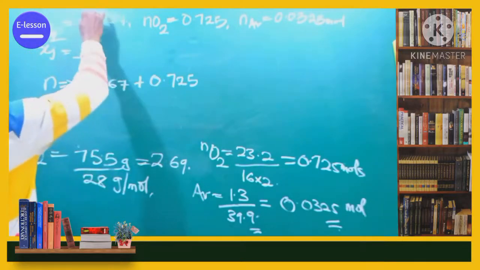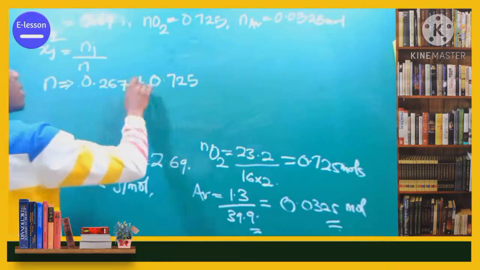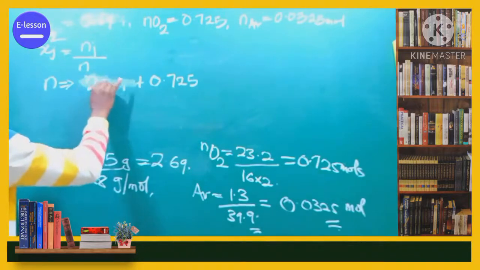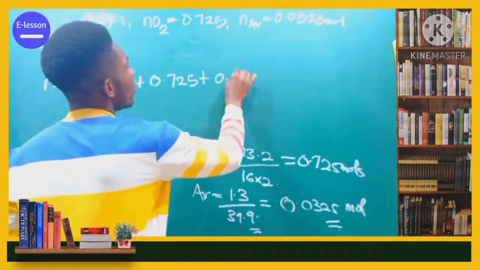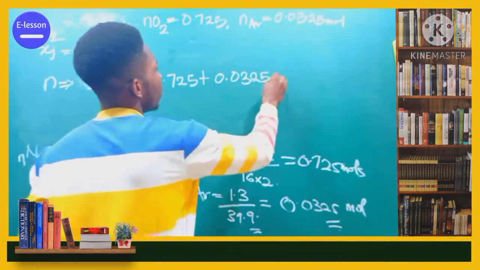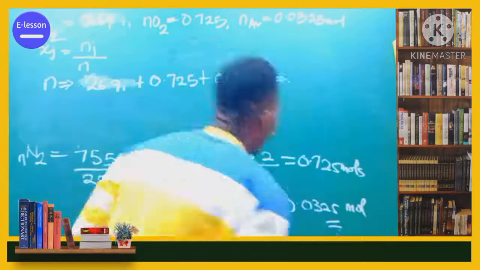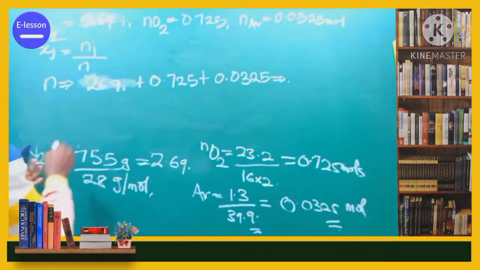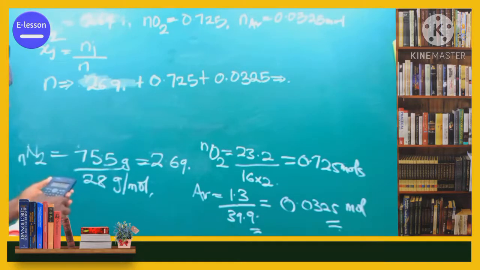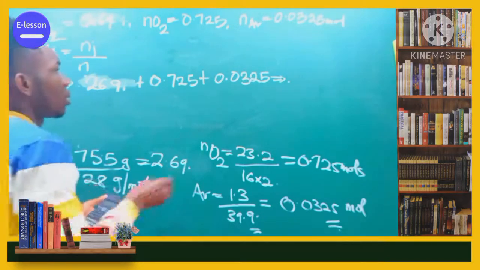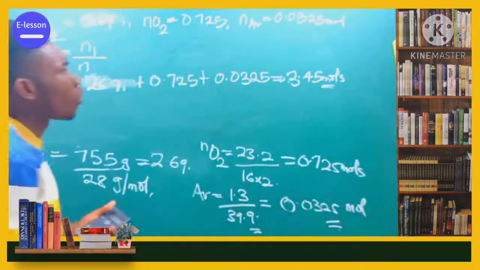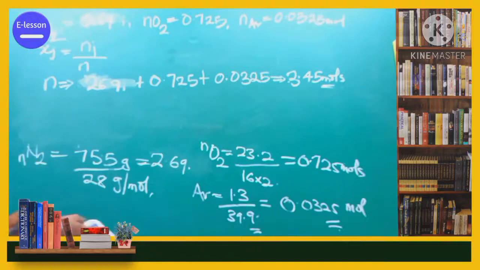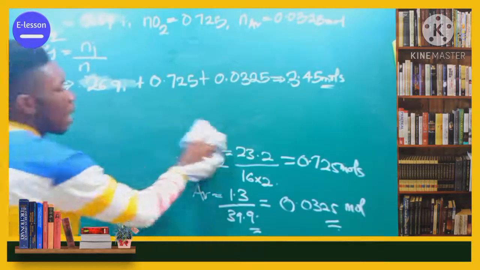So here, 2.69 plus 0.725 plus 0.0325. If you sum everything together, you get the total moles. That will give us 3.45 moles. So our total number of moles N is equal to 3.45 moles.